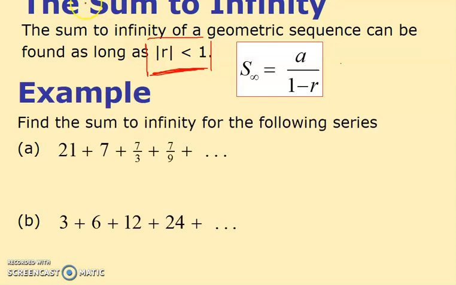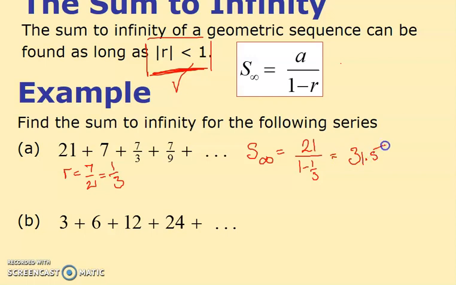So a couple of examples here. It says find the sum to infinity of these. So very first job, find r. It's 7 over 21. So that's a third. Now notice that fits that rule. R is less than 1. So therefore I can find the sum to infinity. And it's a, what's a? It's 21. Divided by 1 minus r, 1 minus a third, which is obviously 2/3. So I've got to do on my calculator 21 divided by 2/3, and I get 63 over 2, or 31.5. Don't mind which you write.